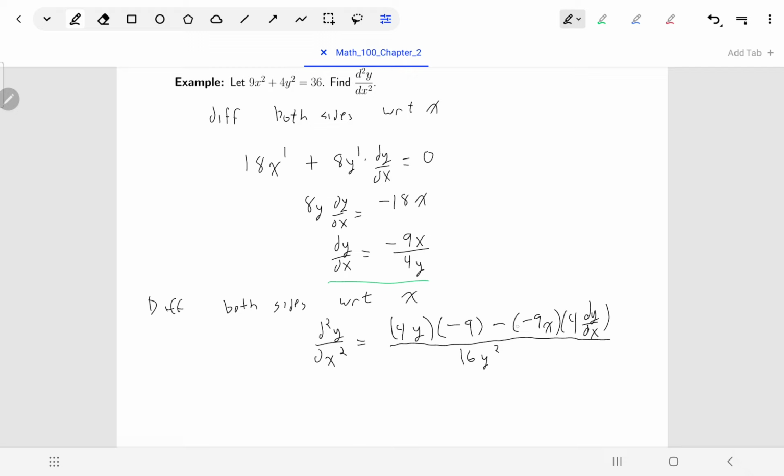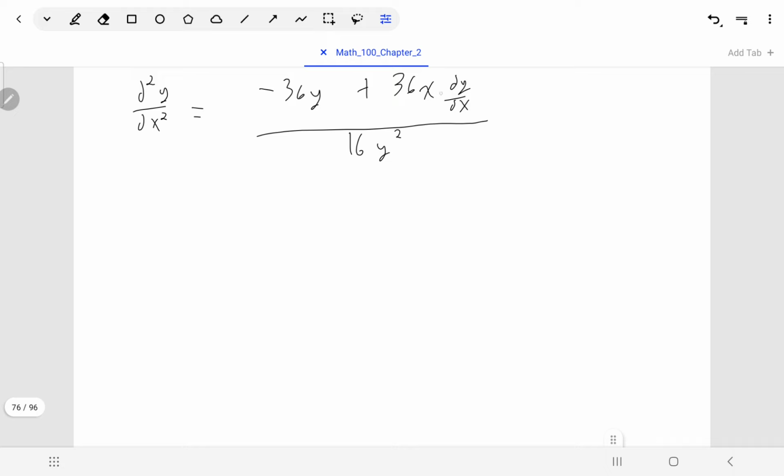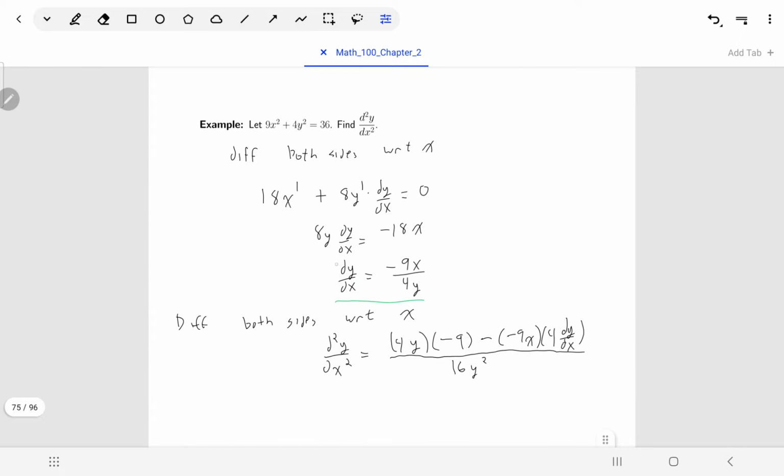So first thing that I'm going to do is, of course, multiply the 4's and the 9's together. So when I do that, I'll have minus 36y, and I've got a plus 36x dy dx, and that's all over 16y squared. So now that I've done a little bit of cleaning things up, I'm going to get rid of that first derivative. By getting rid of it, I mean I'm going to substitute in, instead of having dy dx, I'm going to replace that with minus 9x over 4y.